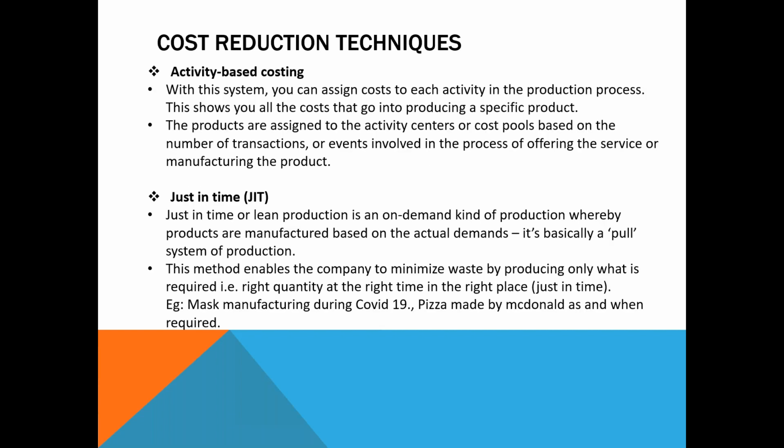Activity-based costing. In this system, you can assign a cost to each activity in the production. Like there is a raw material, then stores, and then there is in-process. Suppose there is turning, grinding, milling, gear cutting. Then there is inspection, packaging, logistics. All these tiny or minute cost centers or activities are taken into account to calculate the cost. This is called activity-based cost.